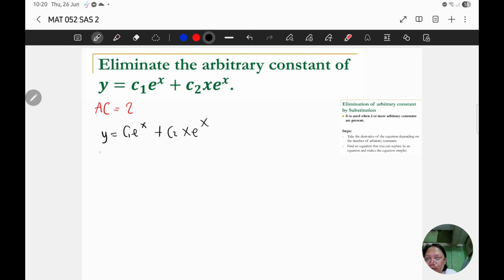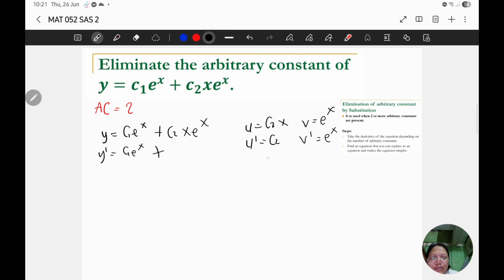First derivative, y prime equals the derivative of c sub 1 e to the x, which is c sub 1 e to the x, plus the derivative of c sub 2 x e to the x. Since there are two functions, c sub 2 x and e to the x, we will use the derivative rule. What will be our u? Our u is c sub 2 x. Then our v is e to the x. The derivative of u is c sub 2, and the derivative of v is e to the x.